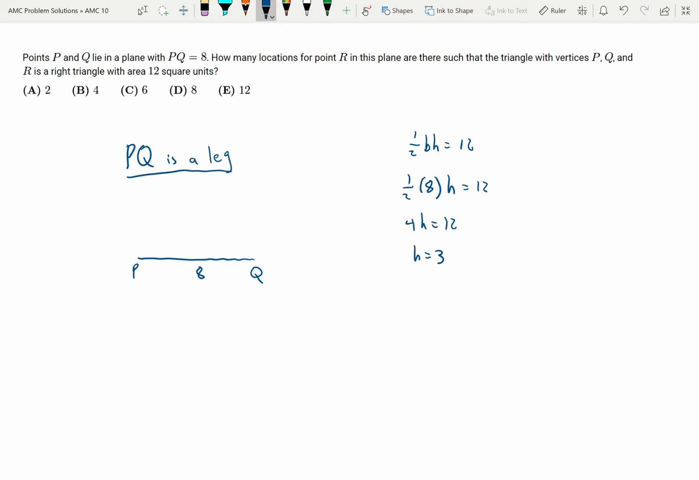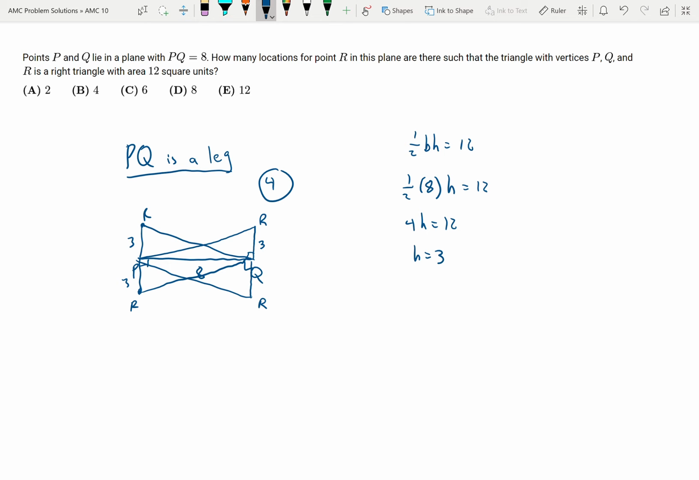So right here, it's pretty clear to see if I just draw a line up like that, here's 3, I can draw a right triangle like that. Here's point R. And I can actually do that in 3 other locations. Right here, there's the right triangle. Down here is another point where R could be. There's a right triangle, and these are all height 3, and right there. So where PQ is a leg, there are 4 options.